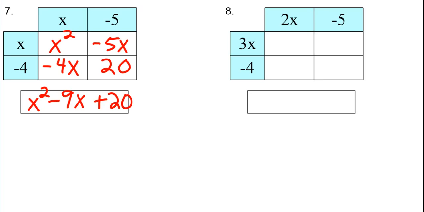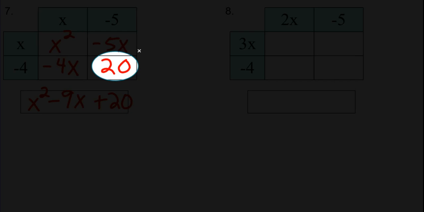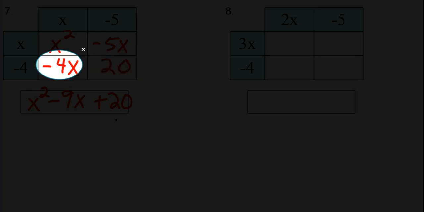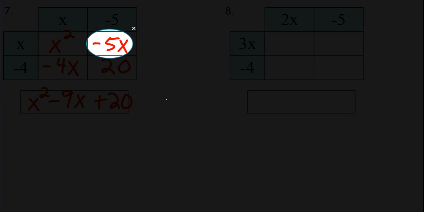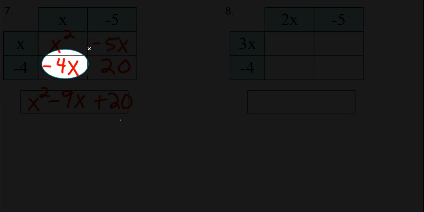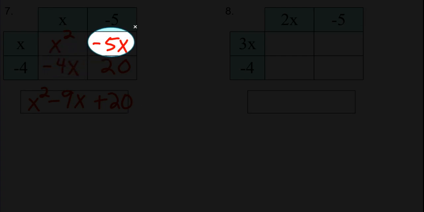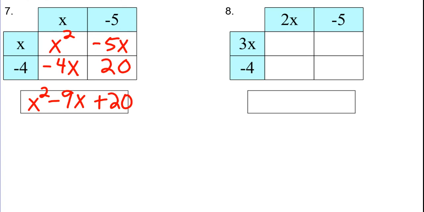It is worth noting that for every problem on this page, the constant will be positive and the two like terms will be negative. So you will just simply add them and keep the sign. Let's move on to number 8.